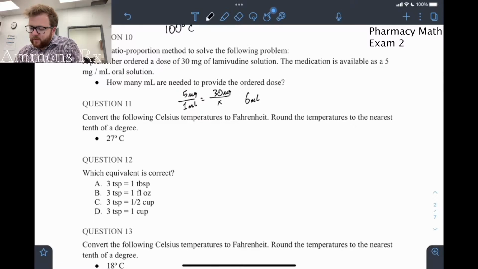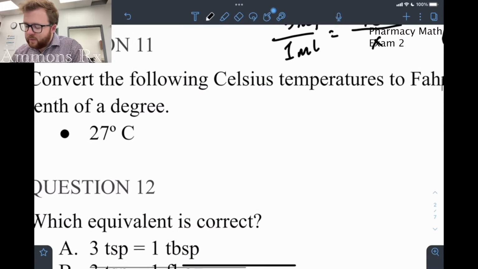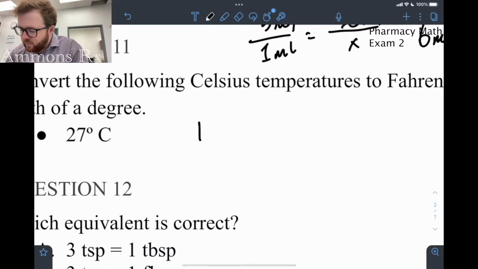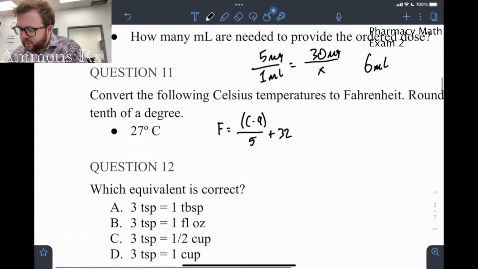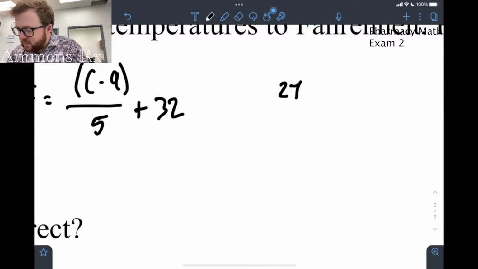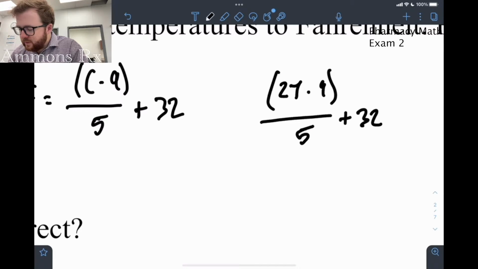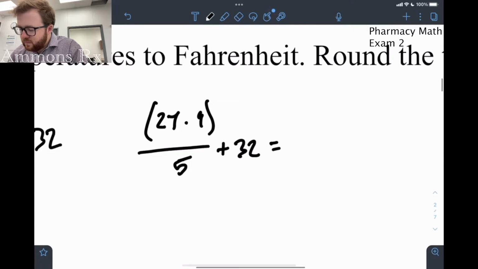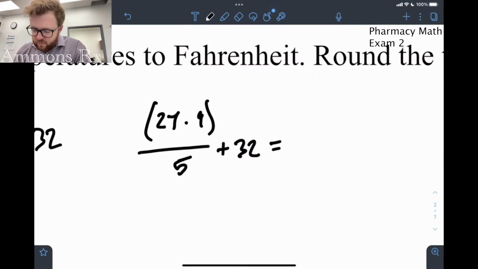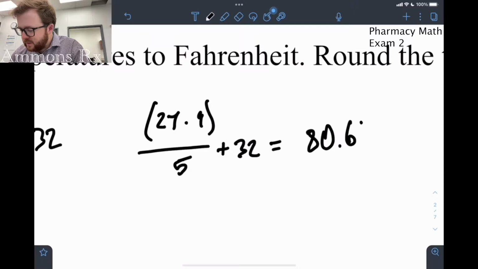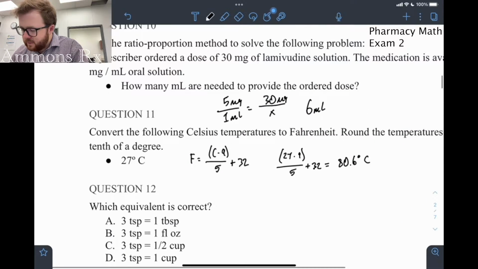Convert the following Celsius to Fahrenheit. So when going to Fahrenheit, we're going to use that formula. So we're going to plug in our 27 times 9 divided by 5 plus 32. It's going to be 80.6 degrees Celsius. I'm sorry, Fahrenheit.